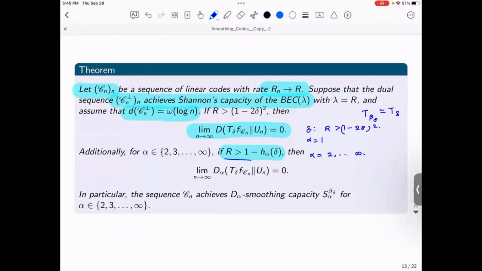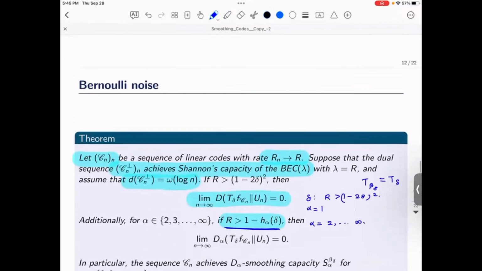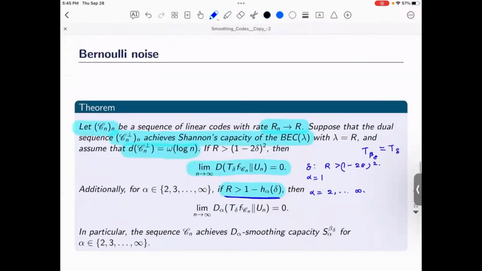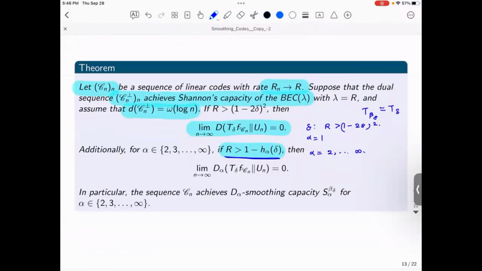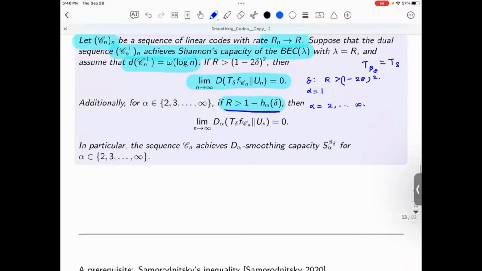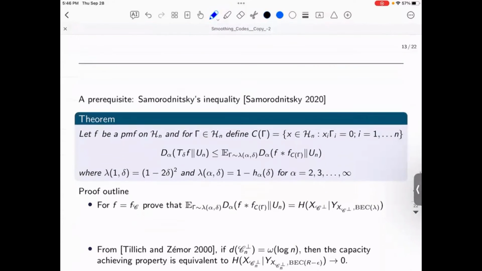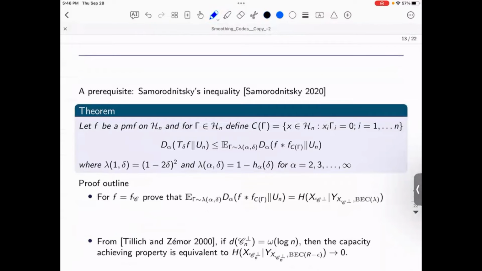You can see that this condition matches the condition here. So that means we know that these codes, duals of erasure correcting codes whose dual distance scales in a good way, achieve these smoothing capacities for alpha going from 2 to infinity. I didn't get any questions, so okay, let's move on to the proof. Actually, I'm not going to prove the whole thing, but just the main arguments.